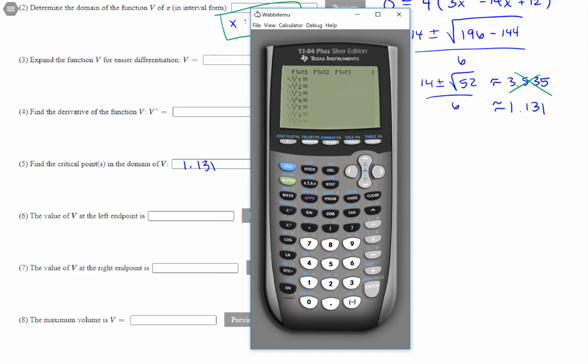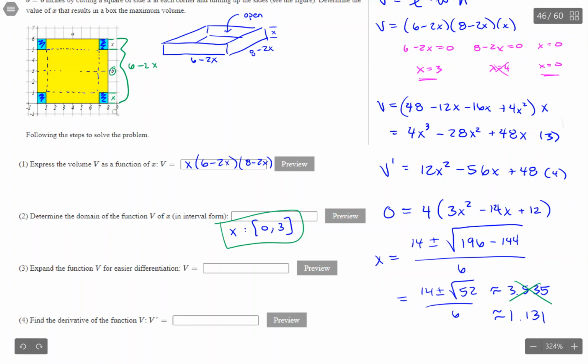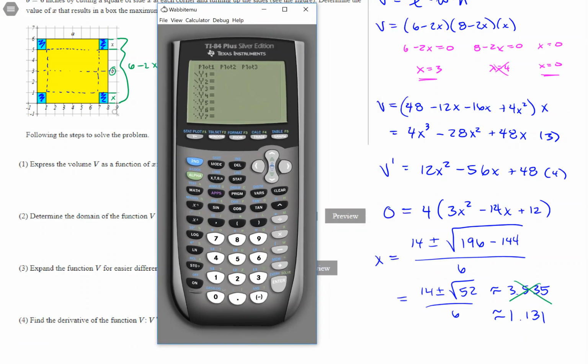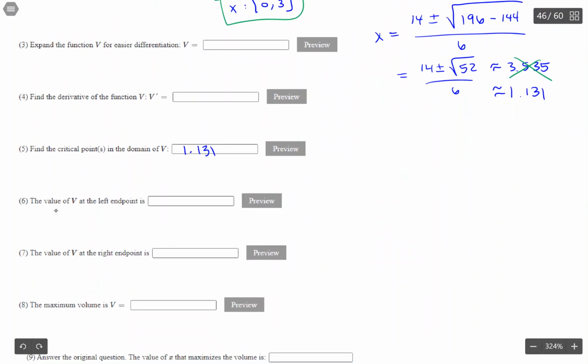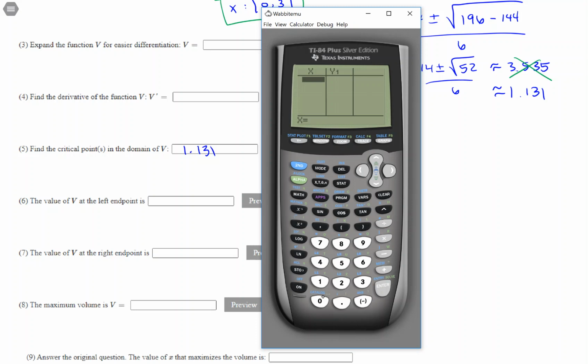the next couple of questions just have me evaluating the function at a bunch of different points, so let me just put the function in for y, and I'm going to use a table. 6 minus 2x times 8 minus 2x times x. All right, let me go into a table here. All right, so it says to evaluate v at the left endpoint and the right endpoint. They're talking about the left and right endpoints of the feasible domain. We know they're going to be 0 because that's how we came about with this problem. So 8 is the next important one, the maximum volume associated with the critical value.